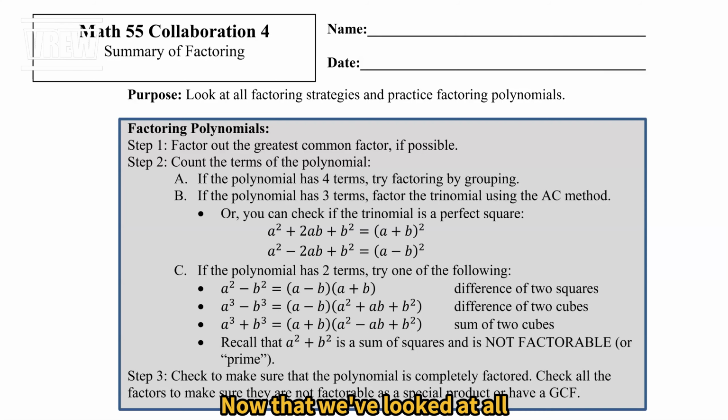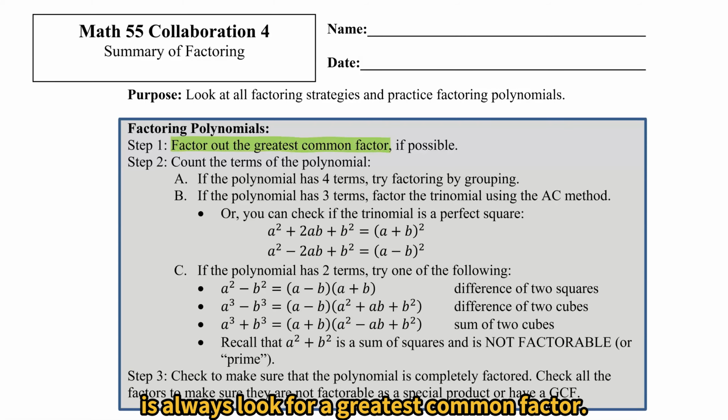Now that we've looked at all the different ways to factor polynomials, we're going to put it all together and work on a general strategy for factoring polynomials. As we've mentioned before, the strategy starts out with factoring out the greatest common factor. The very first step you should do is always look for a greatest common factor.